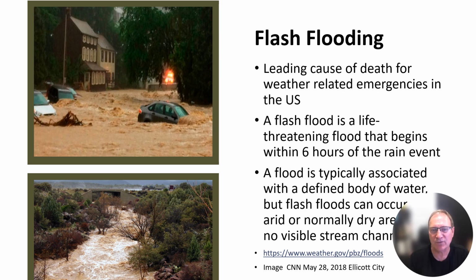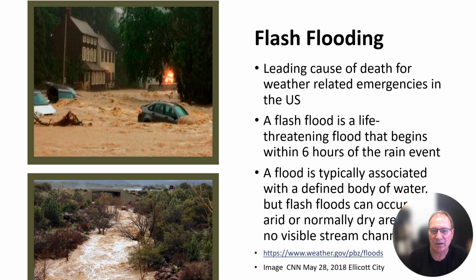So a flash flood is a life-threatening flood that begins within 6 hours of a rain event. That's our definition for what a flash flood is. It's typically associated with some type of a defined body of water that may spill out over its banks. Sometimes it can be in areas that are normally dry, such as Arizona, New Mexico, Nevada. But sometimes it can be in areas like the Midwest. We see flash flooding in a number of states, as well as certainly in Louisiana and certainly in New Orleans.